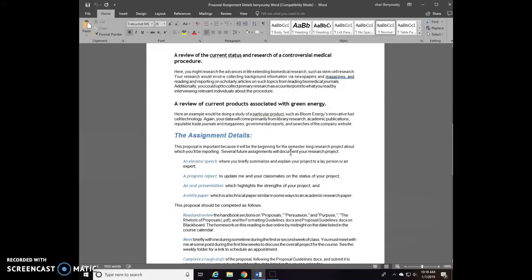So here's some examples. A review of the current status of research of a controversial medical product or medical procedure. Maybe you're looking at stem cells or life-extending biomedical research. You might look at newspapers, scholarly journal articles, as well as leading biomedical trade journals, perhaps. Another one is green energy. This might be a review of current products associated with green energy. So if you're an English major, or an education major, or not in senior design, this may be another option of what you could choose to do on a project and write about during the entire semester.